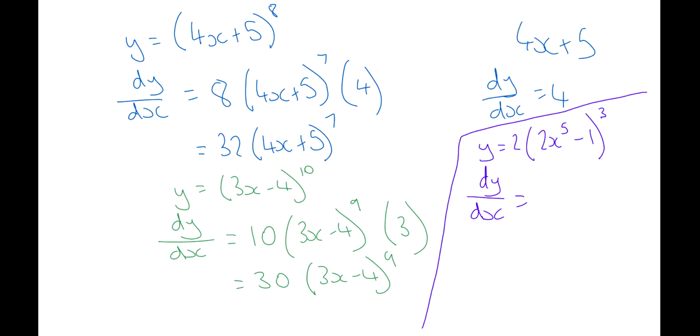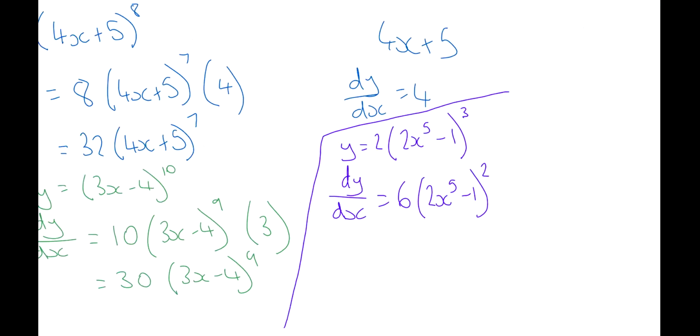Jeez. All right. What do you think I need to do first? What's the first thing I write down? 6. Good, because the 3 multiplies by the 2 and I get 6. Then I have my 2x to the power of 5 minus 1. What's my new power? 2, because I reduce it by 1.